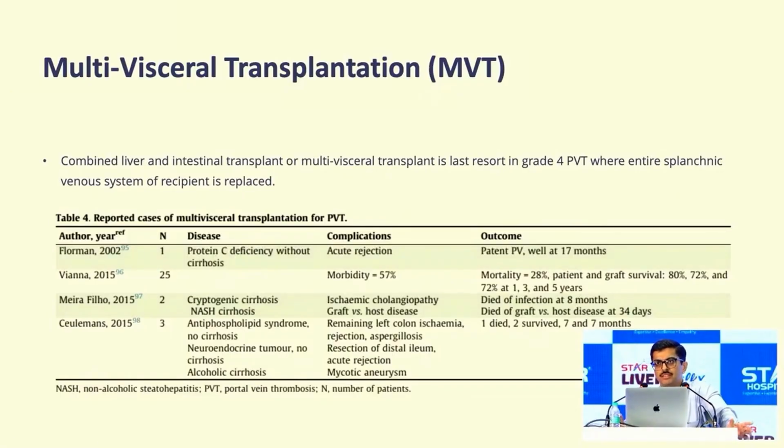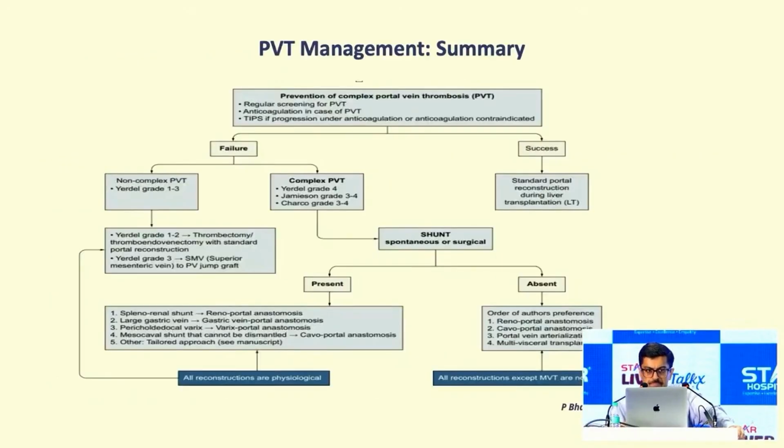Now, the last resort in these patients, when you know there is extensive thrombus involving everything like SMV and splenic, the desperate situation is a multivisceral transplant. That is the only option to actually salvage these patients.